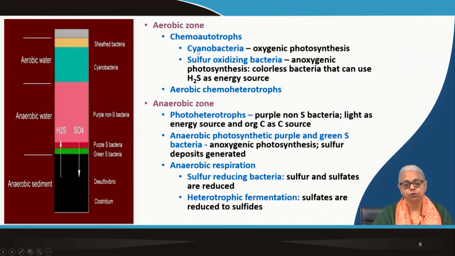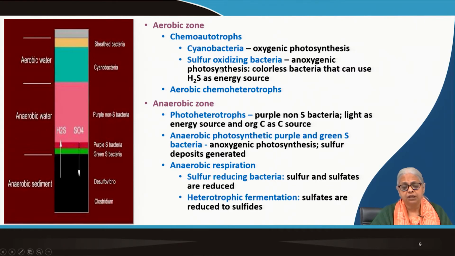So these include cyanobacteria. These are our blue-green algae. They are responsible for oxygenic photosynthesis. So what you see directly with your eye anytime you go by a pond or a puddle of water which has a green layer on it, these are all cyanobacteria or blue-green algae. They are responsible for oxygenic photosynthesis.